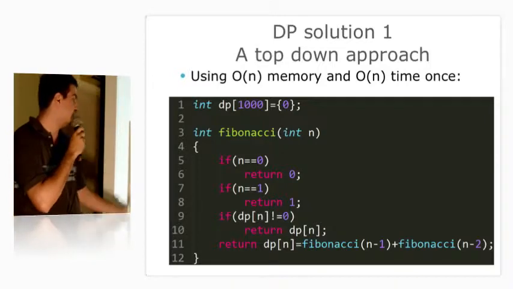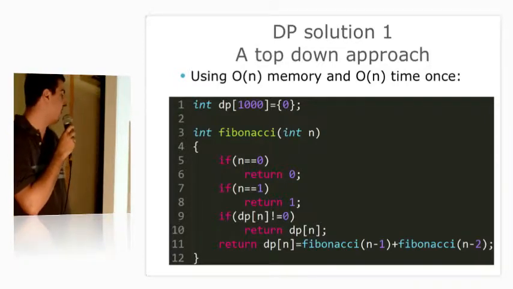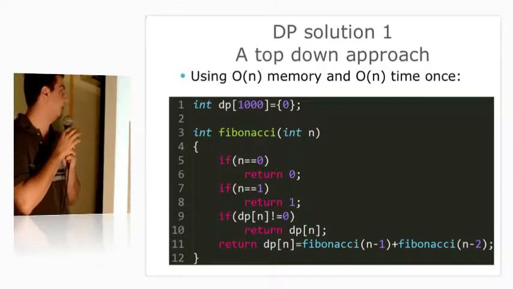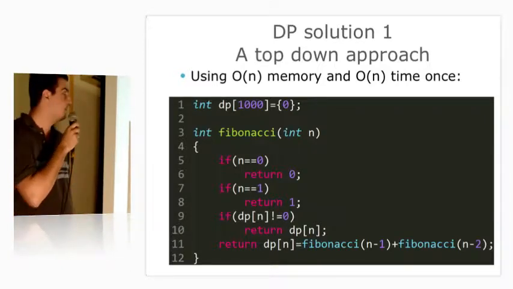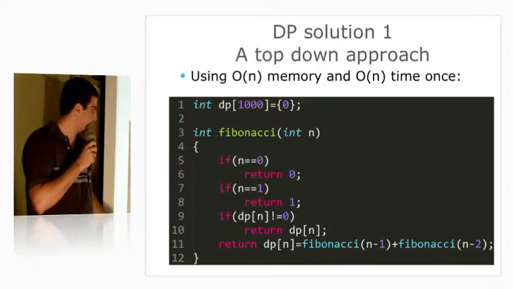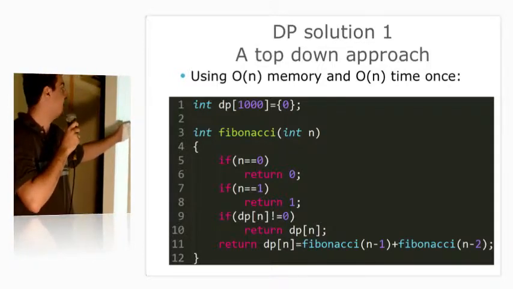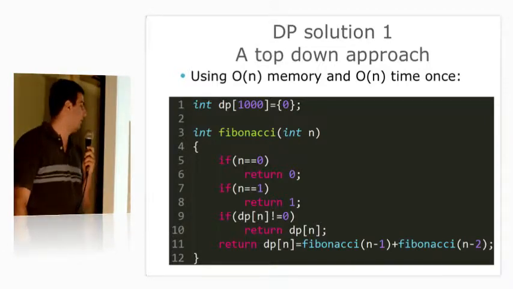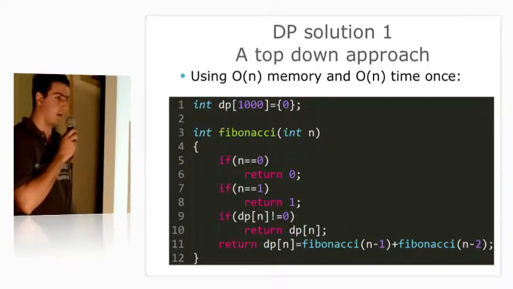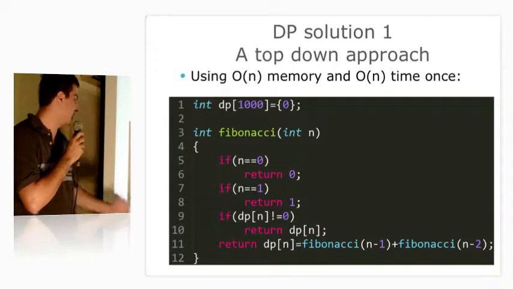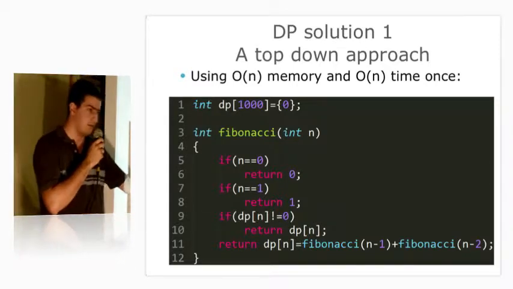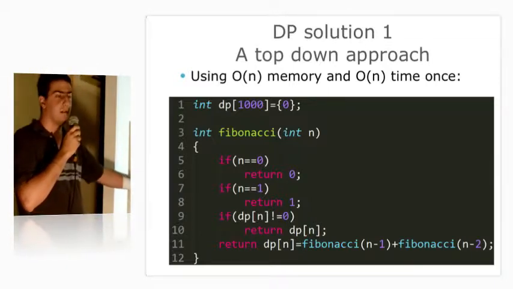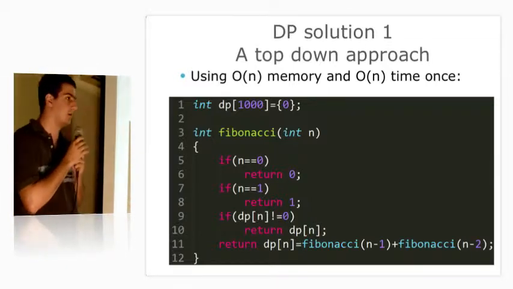If n equals 0, we return 0. If n equals 1, we return 1. Or else we return the Fibonacci number of n minus 1 plus Fibonacci of n minus 2. With this method, we add an array, a huge empty array, so that we can store the results computed before. If we are computing the nth Fibonacci number, we store it in dp of n, and next time we need it, we check if dp of n is different than 0, and we return it.